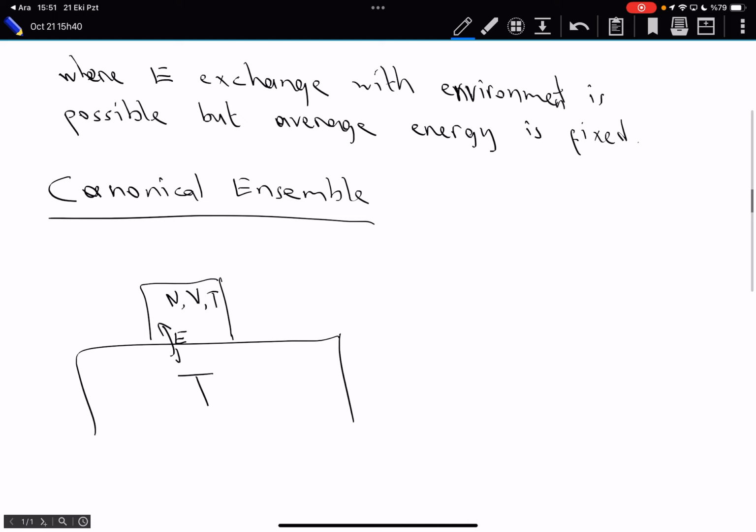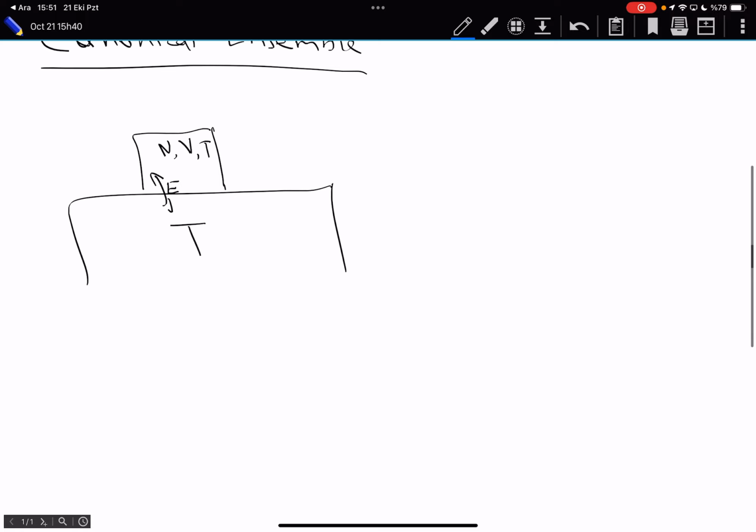Now, the first question we will ask ourselves is, of course, now the energy is not fixed. You see, in the microcanonical ensemble, we also asked basically the same question. What is the probability that our system will be in one microstate? And we said that since all states are equally probable, the probability that it will be in one particular microstate will be 1 over the total number of microstates. So we basically looked at the total number of microstates and developed our microcanonical ensemble from that perspective.